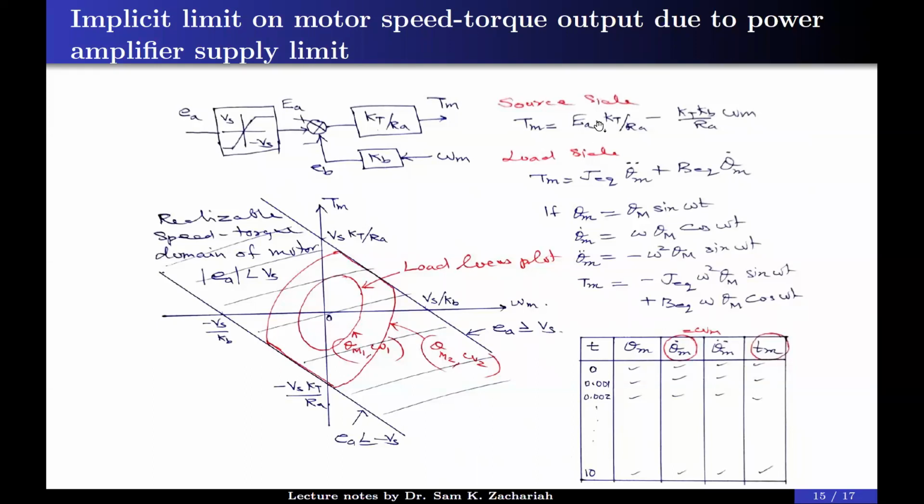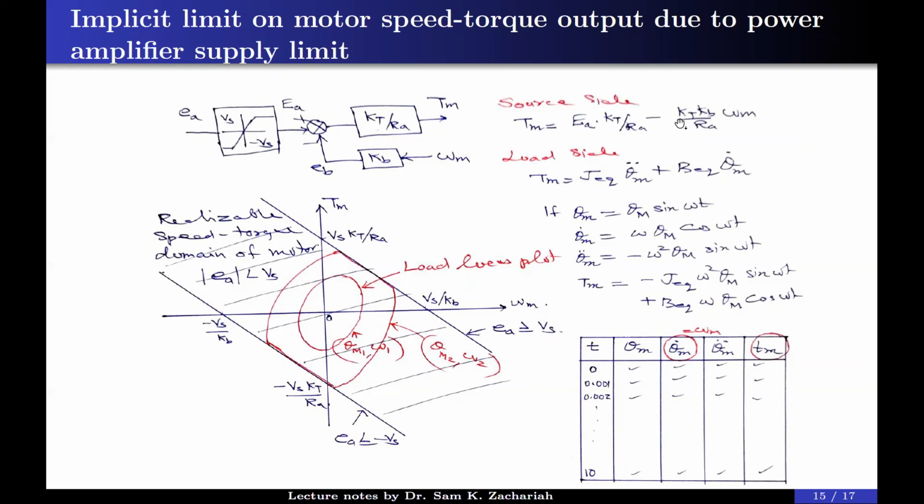If you assume EA is equal to plus Vs, you will give the upper boundary of the speed torque characteristics. Because on the positive side, the maximum driving voltage corresponds to EA equal to plus Vs. So this point will be EA KT by RA, which becomes Vs into KT by RA, and this is called stalled torque. I already explained.